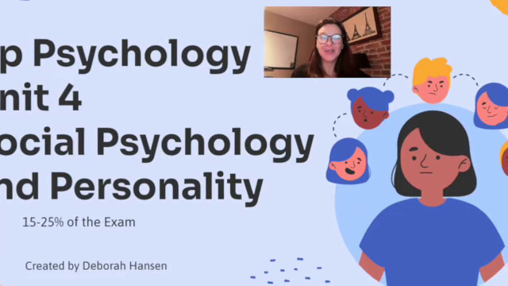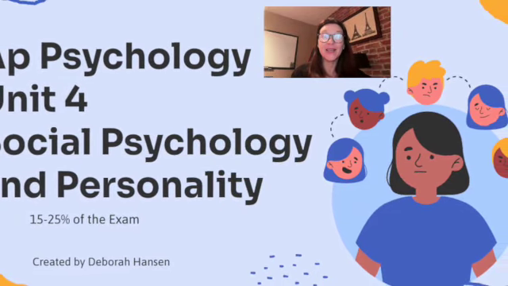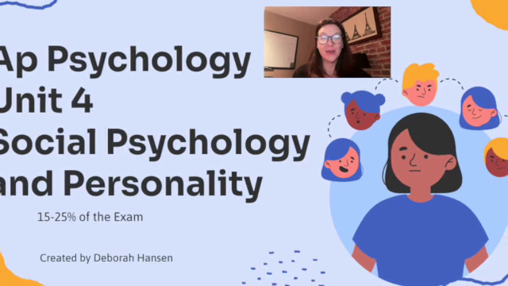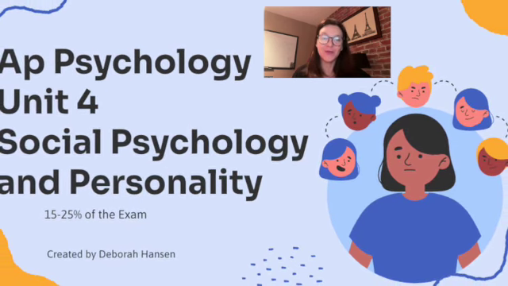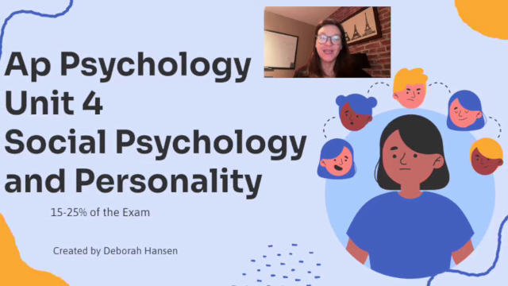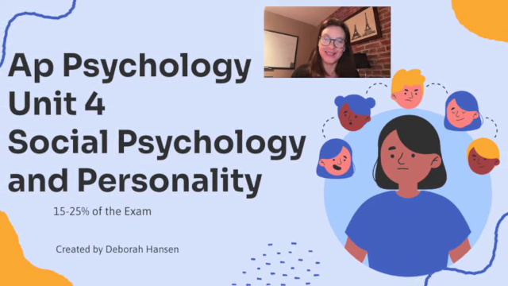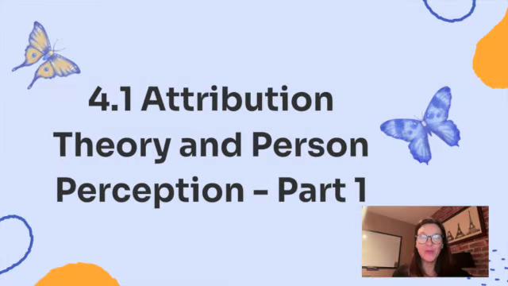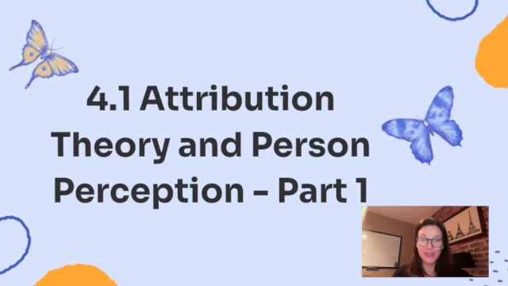I'm Deborah Hanson. Today we're going to be starting to look at Unit 4, Social Psychology and Personality. I'm going to break that all down for you, unit by unit, with all the CED questions and the key terms to help you prepare for the AP exam. So let's get started with 4.1, which is Attribution Theory and Person Perception.